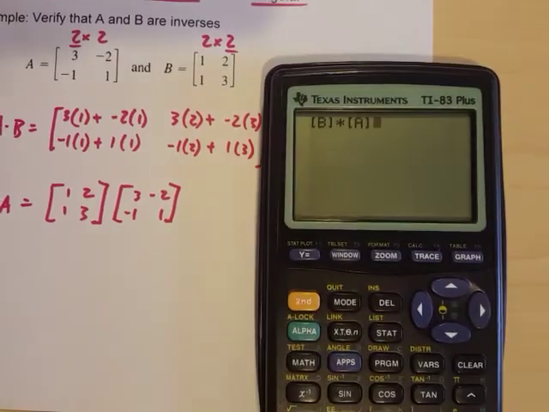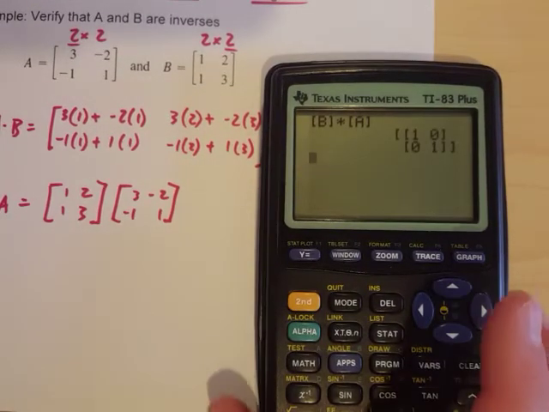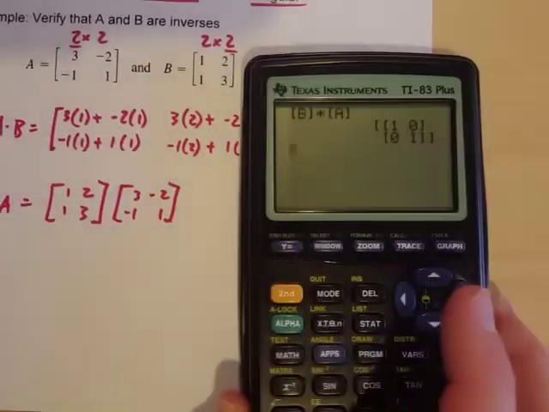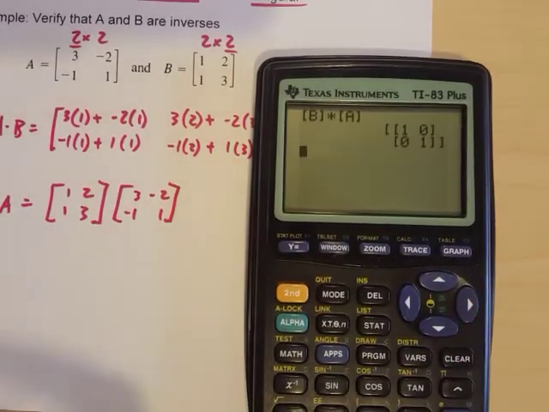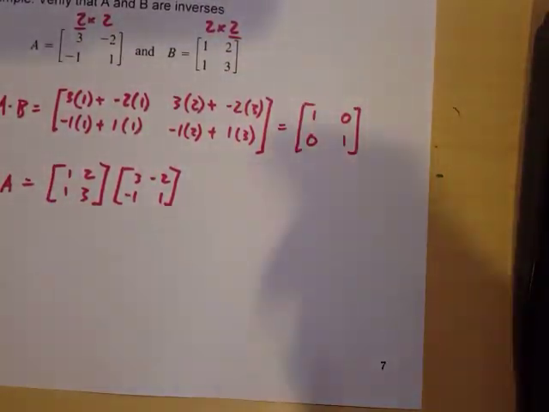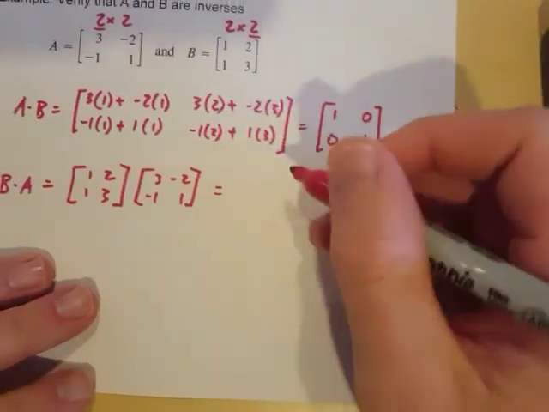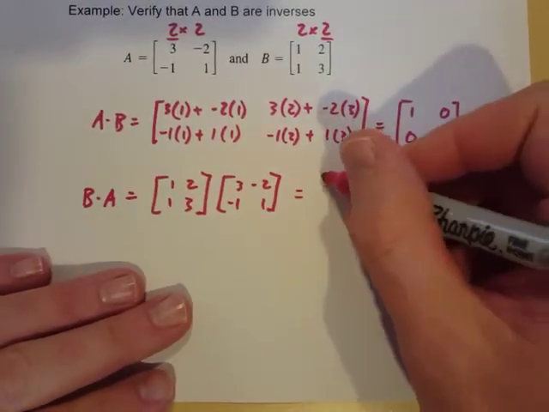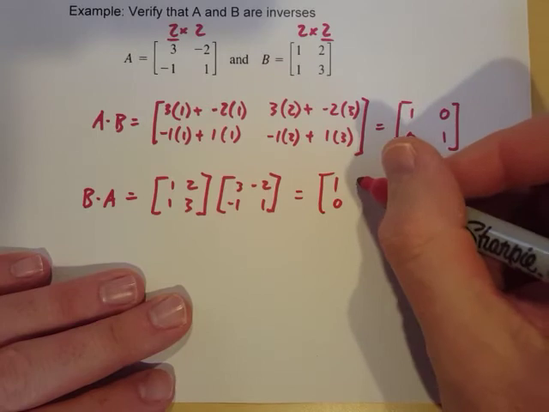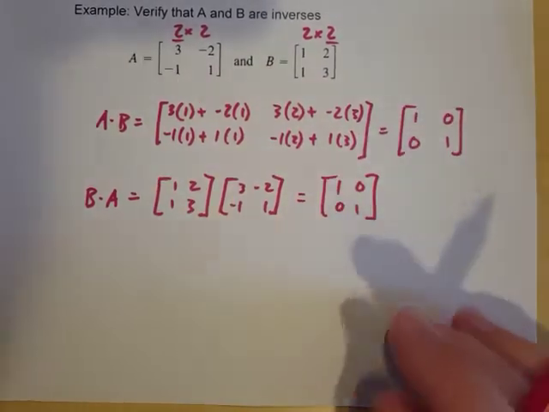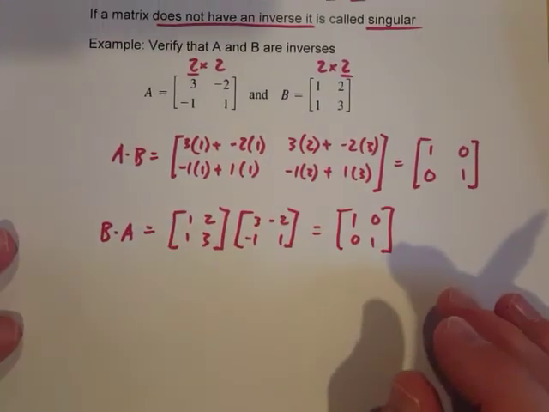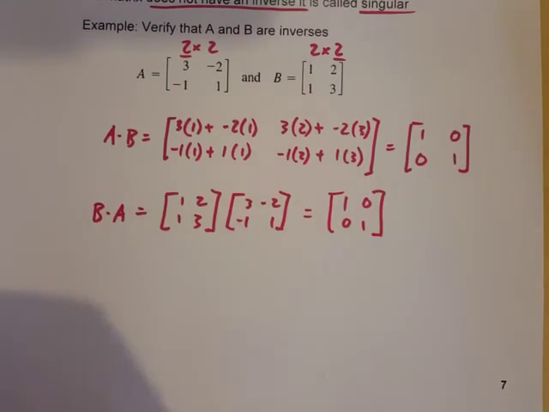So B times A, hit enter, and then what comes out is, nice to know here again, we've got the identity matrix. And so if, like I said, it works both ways, then we have really verified that these two matrices are inverses of one another. And in future examples, we will look at how to find inverses of matrices.